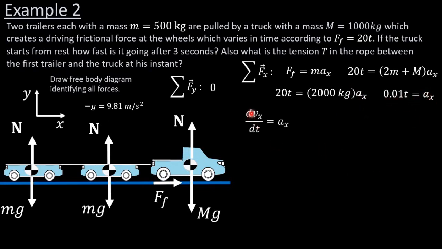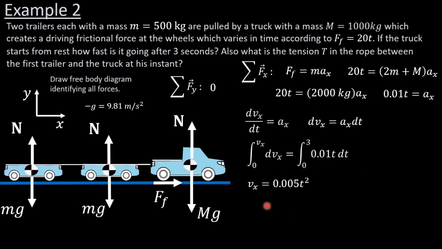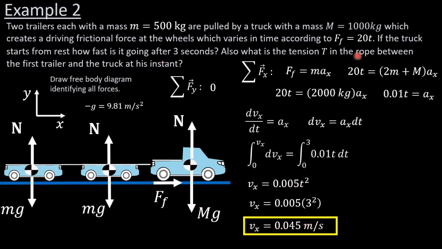And we also know that dv sub x by dt equals a sub x. So this is just the time derivative of velocity to get acceleration. So times both sides by dt to get this equation here. Integrate both sides. So I'm integrating this side from 0 to v and this side from 0 to 3 seconds. Do the integration, evaluate the limits, and I get v is 0.045 meters per second. So that is the velocity of the whole system there, at 3 seconds. And that answers the first part of the question.